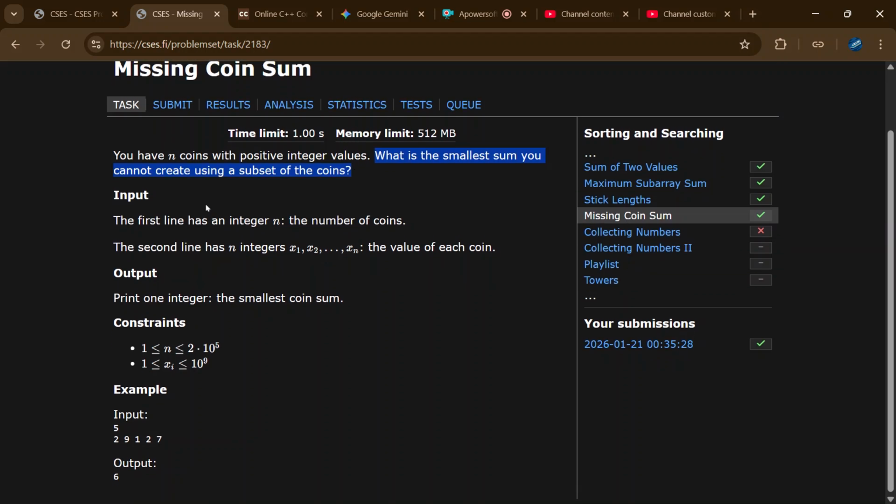So we are given n, the number of coins, and also the values of each coin as an array. What do we have to print? We have to print the smallest sum which we cannot create. So first, let's take this test case.